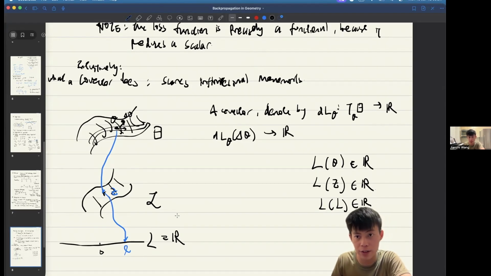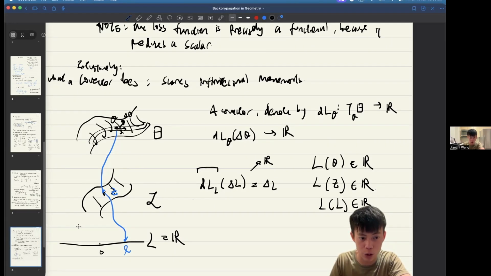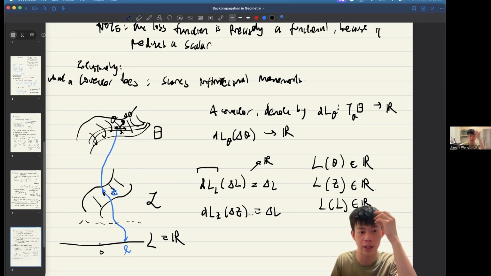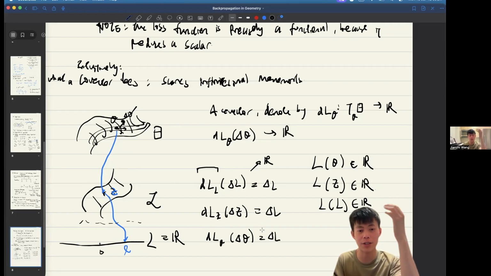With this, we can actually define three different covectors. We can define dL_L of a delta L, and this will give us a real number. This is precisely delta L. If we were to cut off the network at this final point, it's just going to return the loss itself. Two other covectors that we can have over here are dL_z, which takes in a change in z and gives us the change in L. And the third covector that we can have here is dL_theta. It takes in a change in theta and gives us the change in the loss.